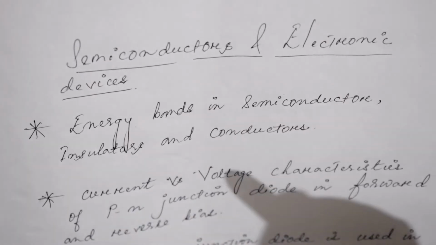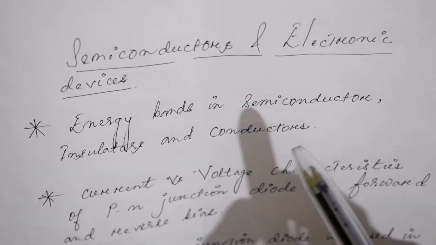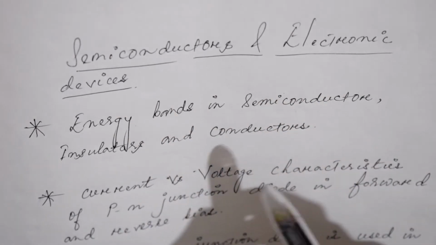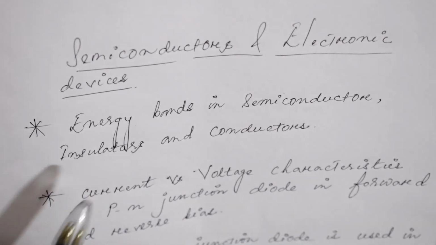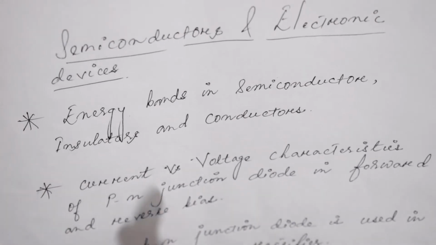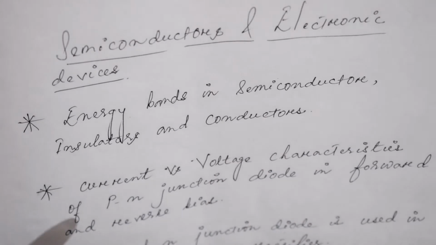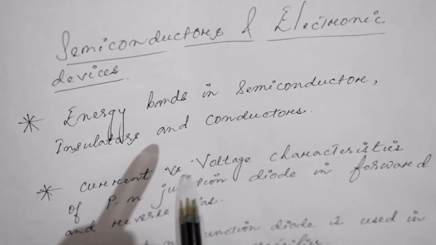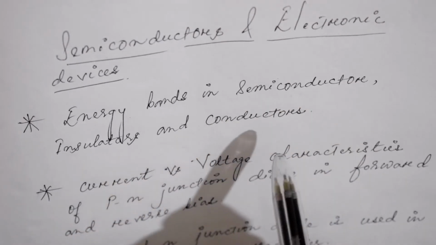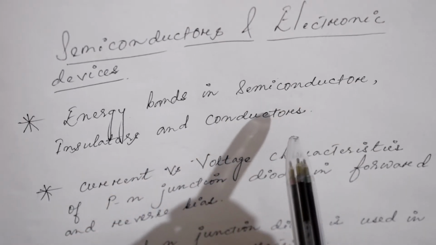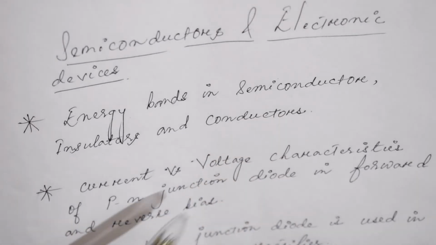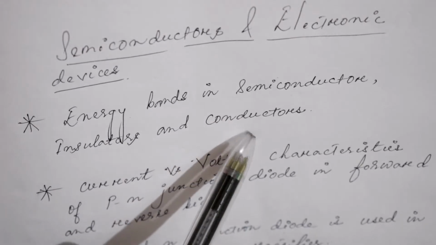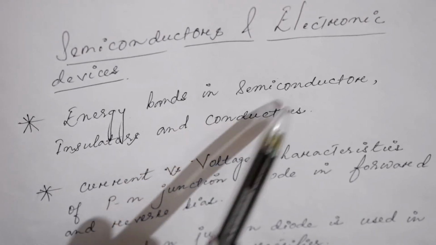Hello students, so today we are going to see the important topics from the chapter Semiconductor and Electronic Devices for the CBSE board exam. The first topic which is important from this chapter is energy band in semiconductors, insulators and conductors. The conduction band and valence band in semiconductors, insulators and conductors, and the forbidden energy gap of semiconductors, insulators and conductors. Also you can see the Fermi energy level from this topic.